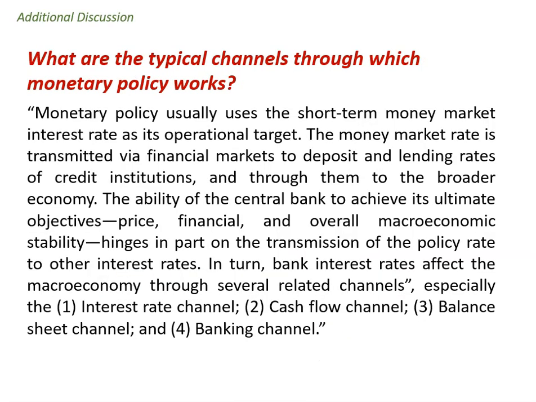The IMF offers some additional perspective on what are the typical channels through which monetary policy works. The IMF observes that monetary policy usually uses the short-term money market interest rate as its operational target. The money market rate is transmitted via financial markets to deposit and lending rates of credit institutions, and through them to the broader economy. The ability of the central bank to achieve its ultimate objectives, price, financial, and overall macroeconomic stability, hinges in part on the transmission of the policy rate to other interest rates.